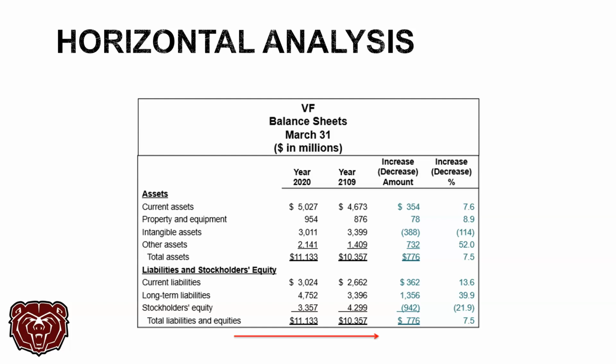This is your balance sheet. This would be horizontal analysis of a balance sheet. So same concept. We're going to find, what was our percentage increase or decrease in current assets here? Well, we're going to take this year minus last year, right? That gives us a positive 354. We'll divide that 354 by 4673, and that gives us a percent increase of 7.6, okay?